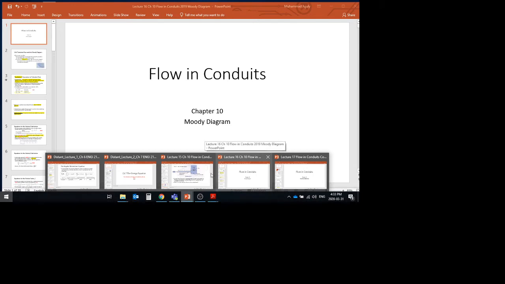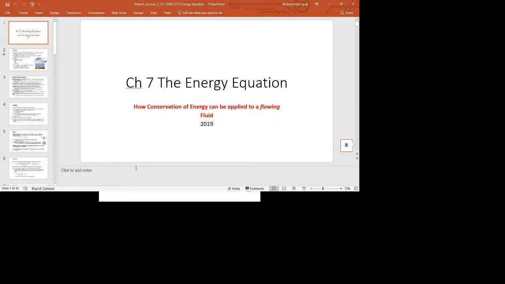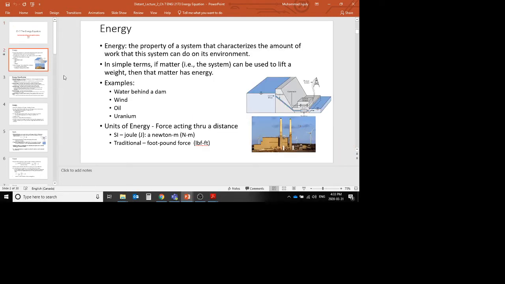Let's go to the energy equation. Here it is. In chapter 7, again, you don't need to solve any problems. We'll just go through it. You just need to know what the energy equation is. That's the only thing I care about, because in chapter 10, the concepts of the energy equation and momentum equation would work.